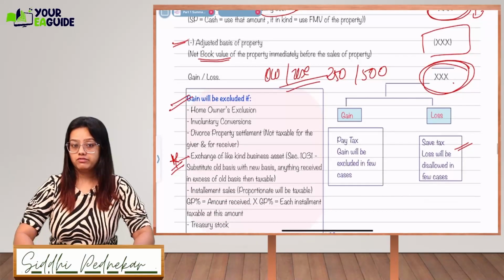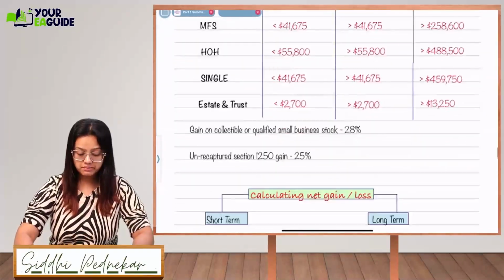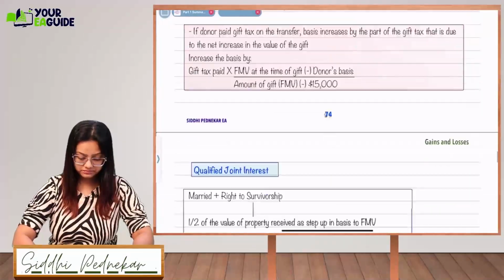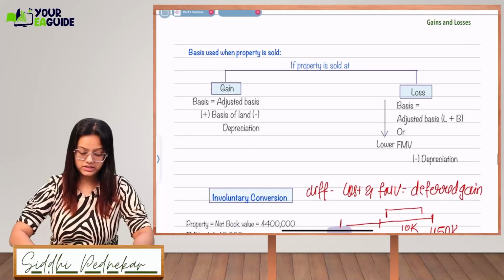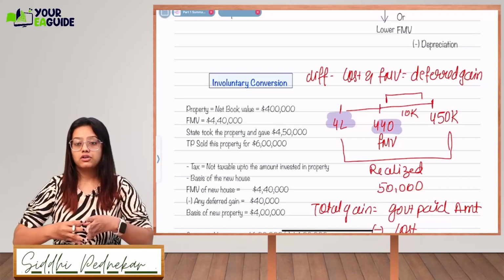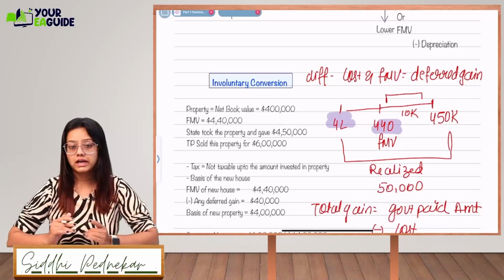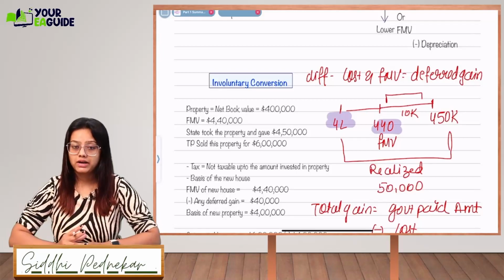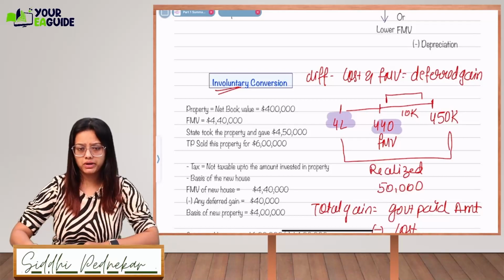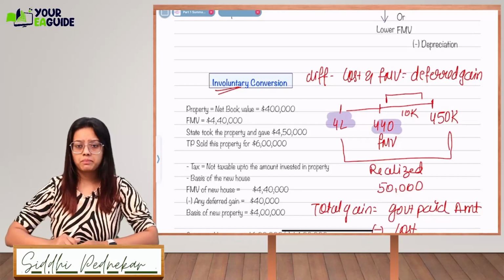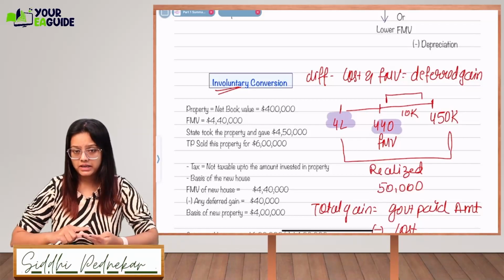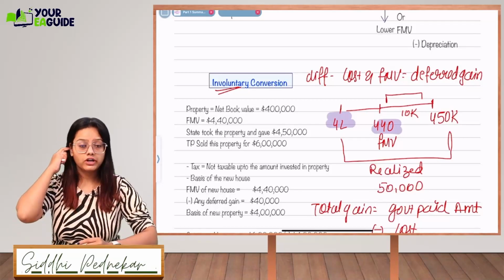Second is involuntary conversion. What do we mean by involuntary conversion? Involuntary conversion means your property is lost due to theft and you receive a claim, or your property is acquired by the government. Involuntary means you were not willing to sell your property, but due to some circumstances your property got lost or acquired by a third party, by the government. Then it is called involuntary conversion.